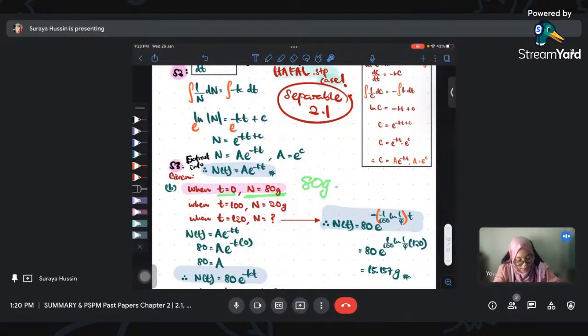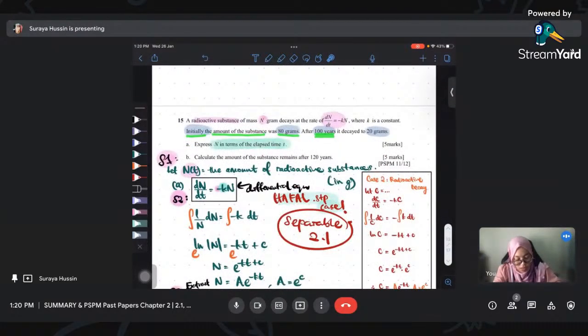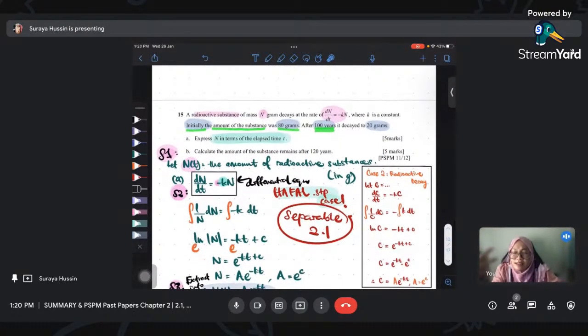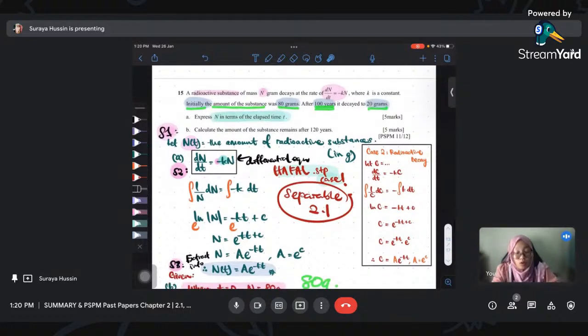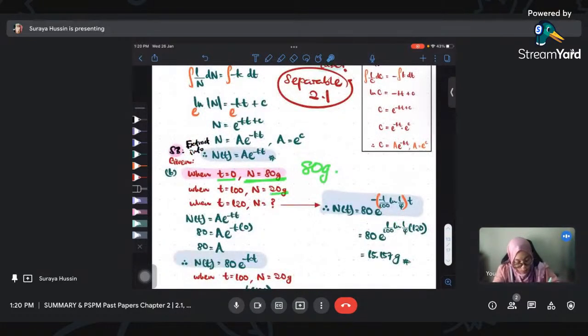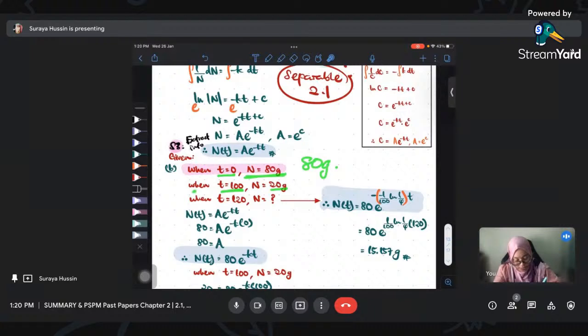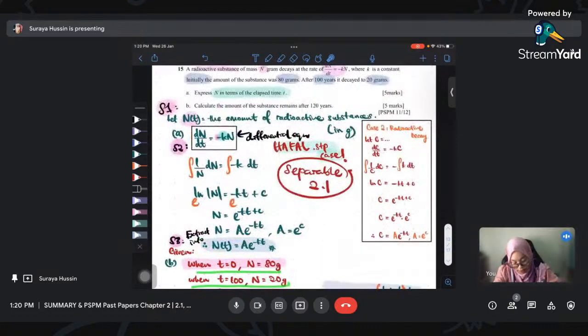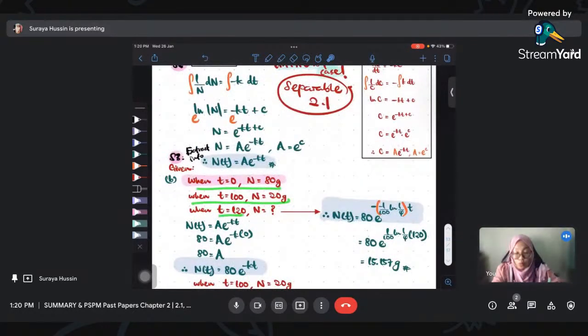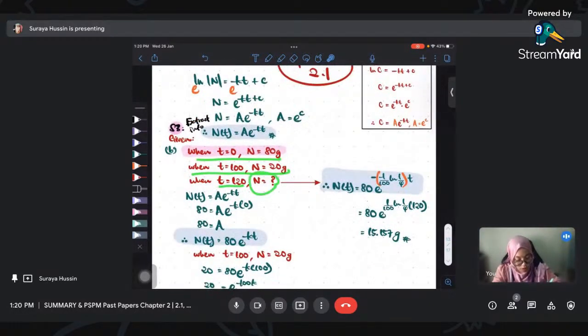Tapi dia kata after 100 years, setelah 100 tahun, radioaktif berkurang kepada 20 gram. Keluarkan info macam ni, when. Kan senang faham, betul tak? You keluarkan info. Apa yang dia minta? Dia kata, calculate the amount of substances after 120 years. So tulislah T equals to 120 years. What is the amount of the radioactive? See? Dari sini you dah pandai keluarkan info.